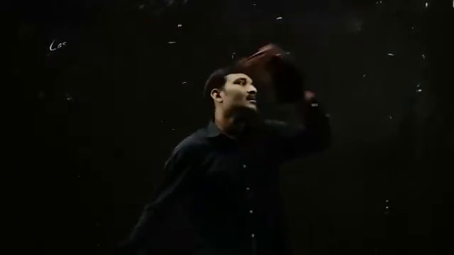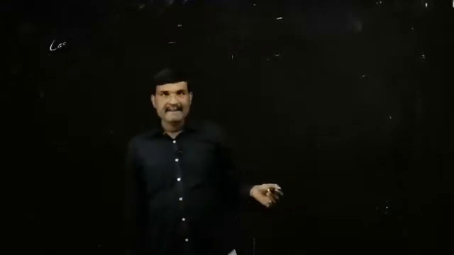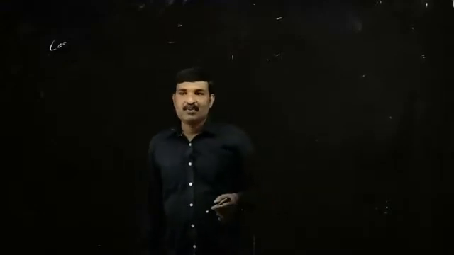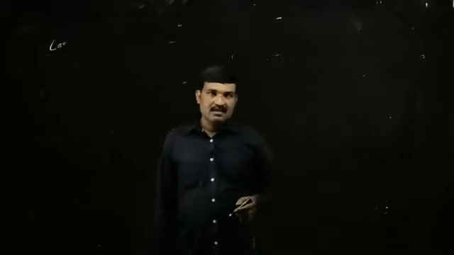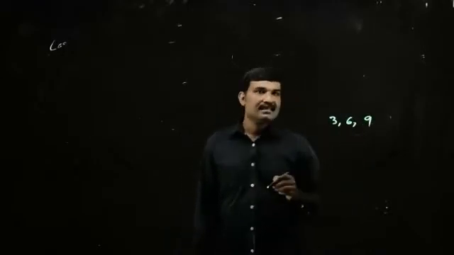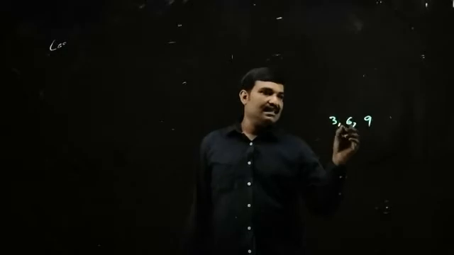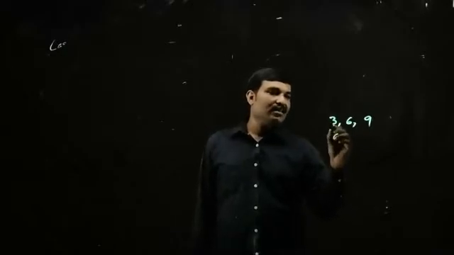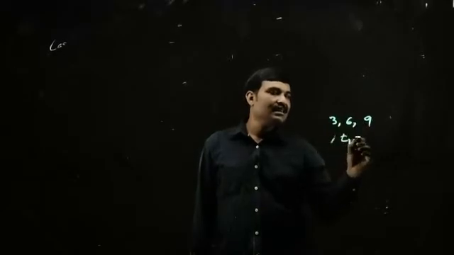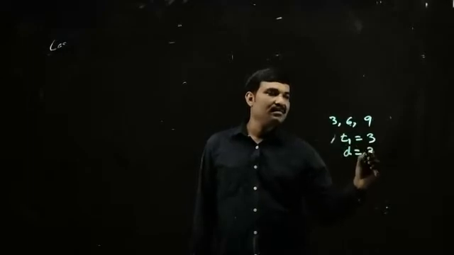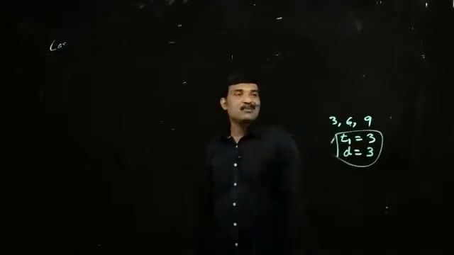Suppose in a problem we take another example, choosing 3, 6, 9. This is an arithmetic sequence. Here our first term t1 is 3, and the common difference is 6 minus 3, that becomes 3. Both the first term and the common difference are 3.